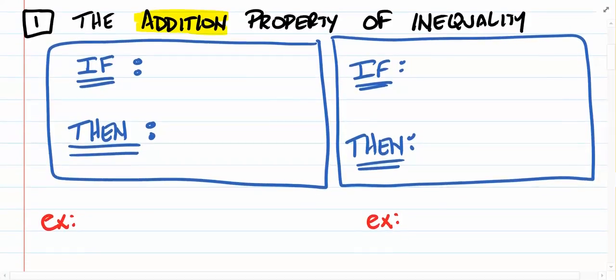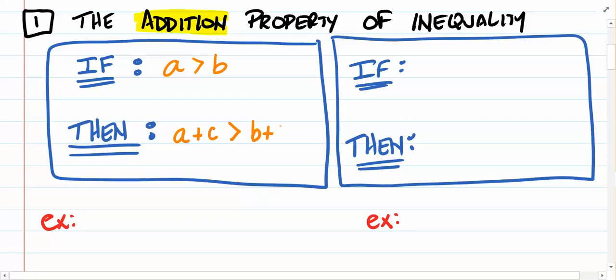Here's box 1, called the addition property of inequality. And it's an if-then statement. And here's what I mean by that. If we know that A is greater than B, so if I have two numbers and say that A is greater than B, then I'm guaranteed that if I add the same number to both sides, like A plus C, that's going to be greater than B plus C.